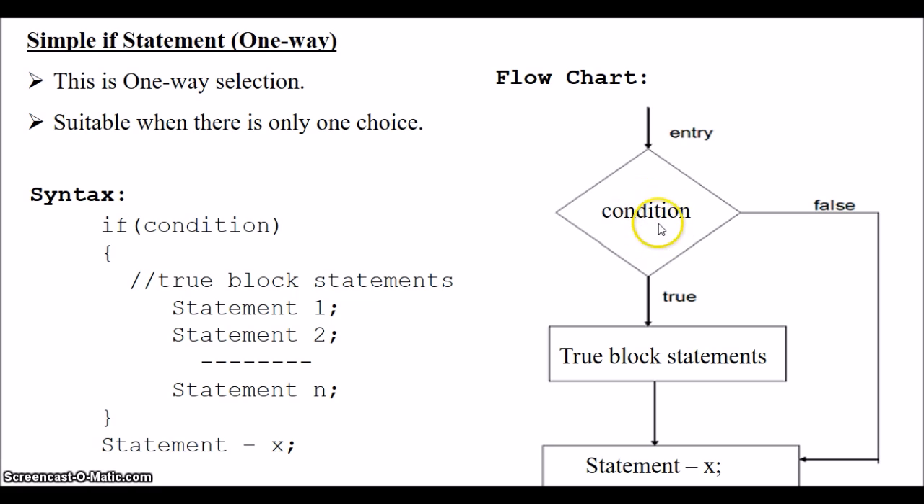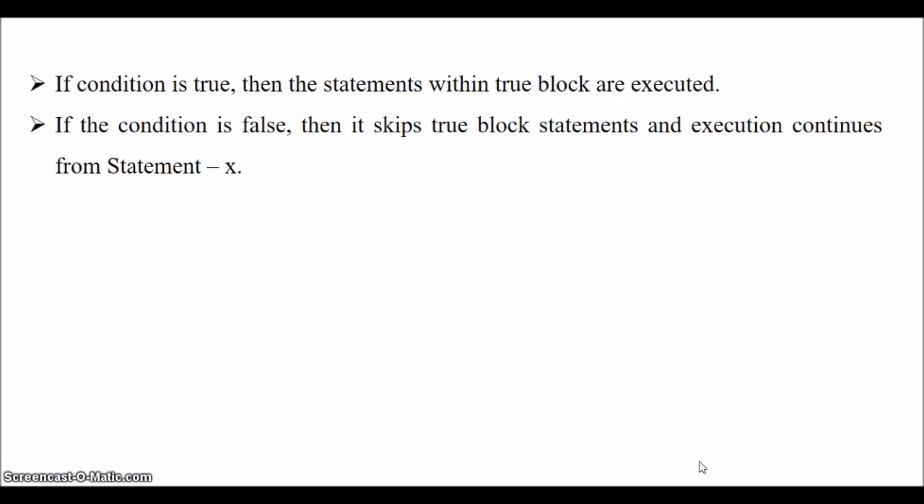If this condition is false, then the control directly comes to statement X. You can check here, the control directly comes to statement X and the program execution continues from statement X. The same thing has been given here. If the condition is true, then the statements within the true block are executed. If the condition is false, then it skips the true block statements and execution continues from statement X.